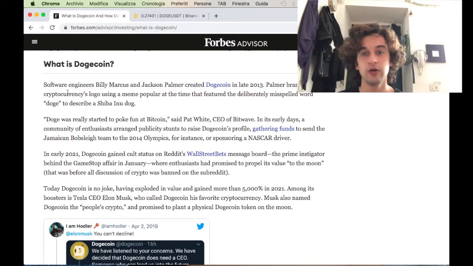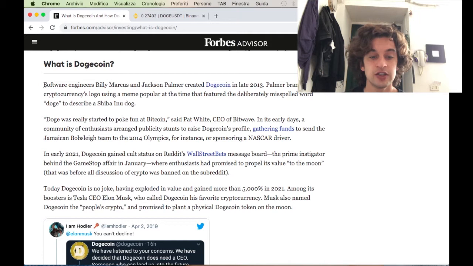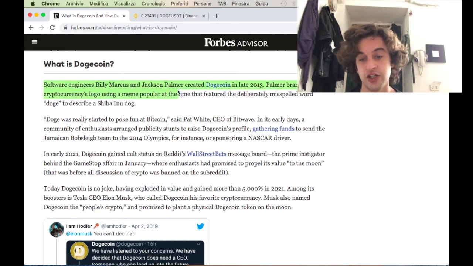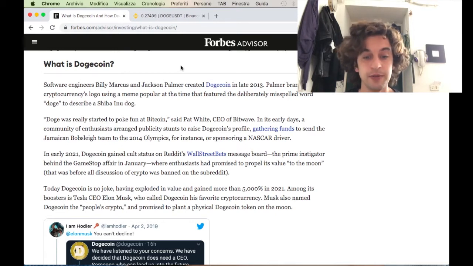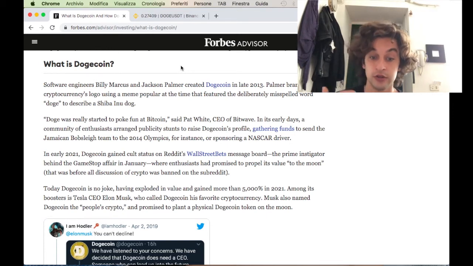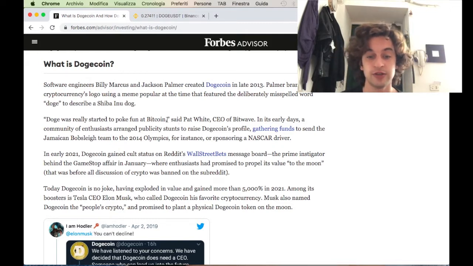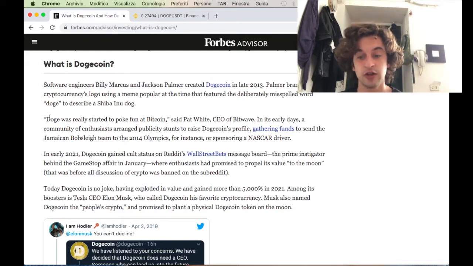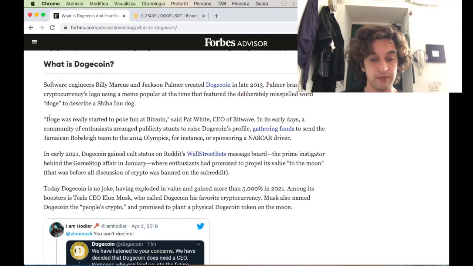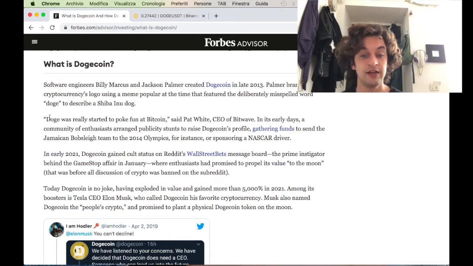As we can look in here, guys, what is Dogecoin? Software engineers Billy Markus and Jackson Palmer created Dogecoin in late 2013. Palmer branded the cryptocurrency logo using a meme popular at the time that featured the deliberately misspelled word Doge to describe a Shiba Inu dog. Doge was really started to poke fun at Bitcoin, said Pat White, CEO of Bitware. In its early days, a community of enthusiasts arranged publicity stunts to raise Dogecoin's profile, gathering funds to send the Jamaican bobsleigh team to the 2014 Olympics, for instance, or sponsoring a NASCAR driver.